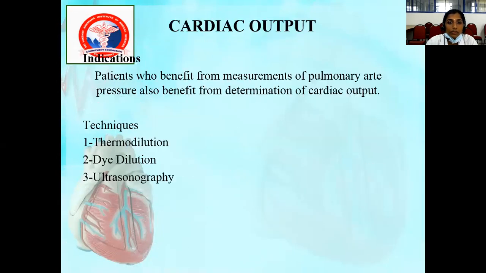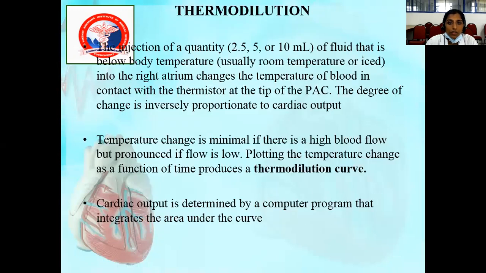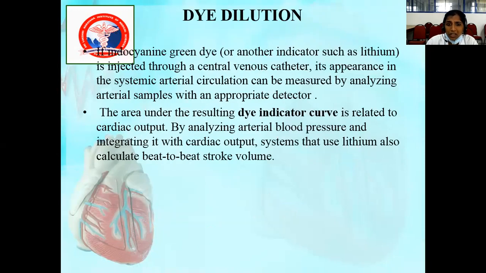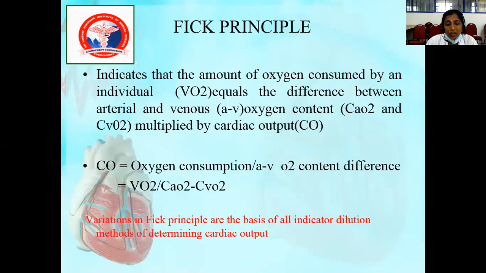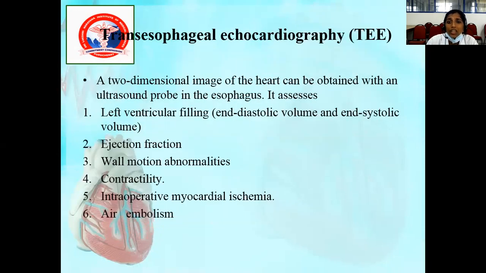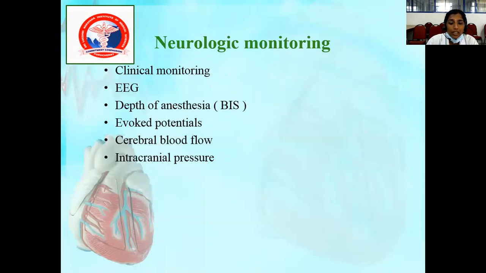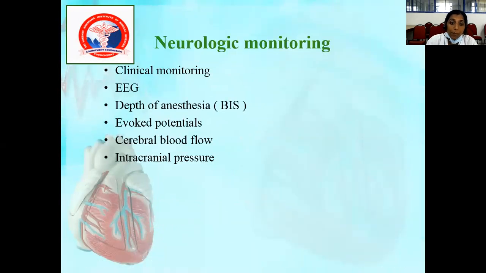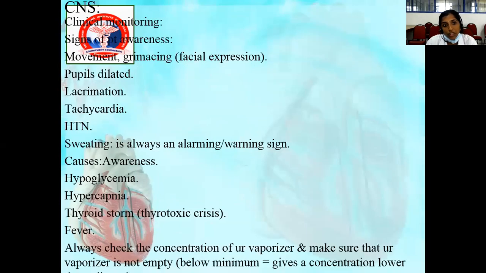Advanced cardiac monitoring also includes cardiac output monitoring, which is done by thermodilution, dye dilution technique, and TEE. We'll go to neurological monitoring. So neurological monitoring, again, we have clinical monitoring, EEG, BIS monitoring, evoked potentials, ICP monitoring, and cerebral blood flow monitoring.